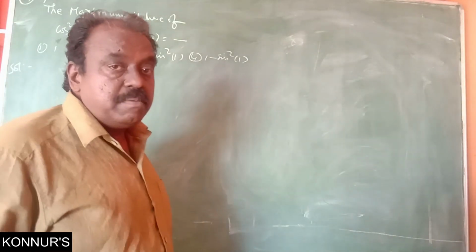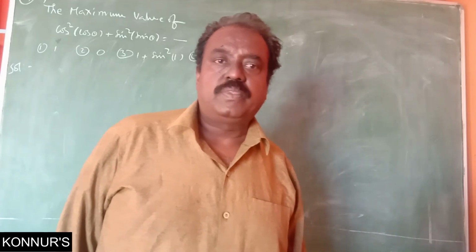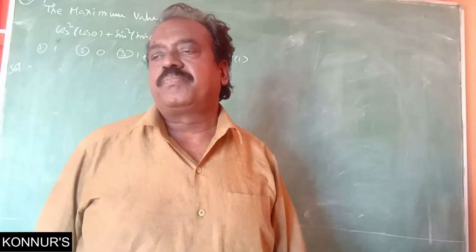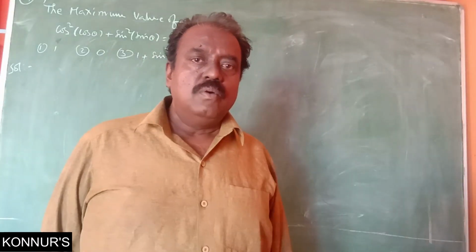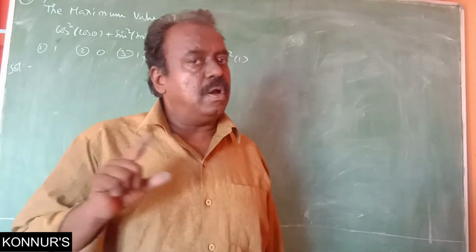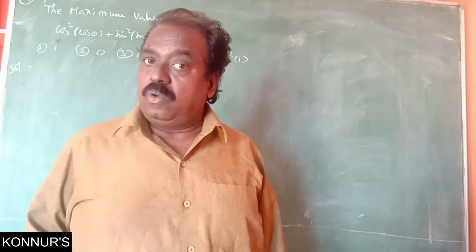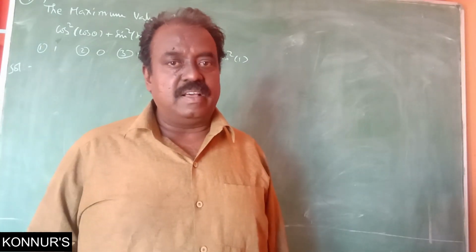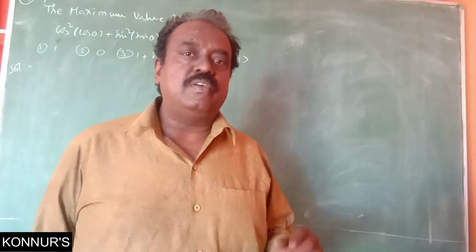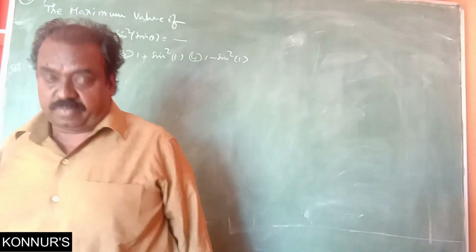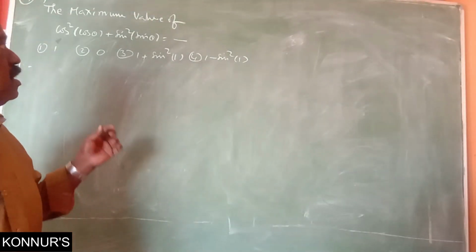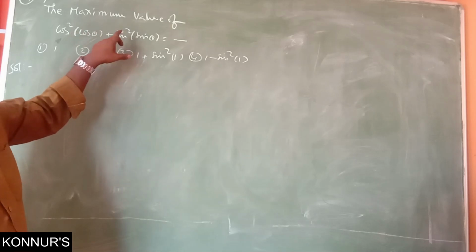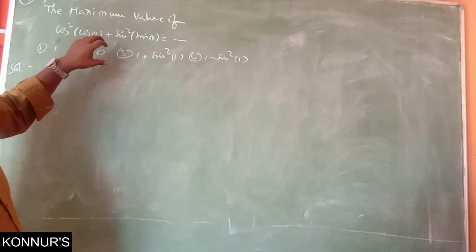Maximum value, minimum value of any function is there. For any given function, we can find the maximum value and the minimum value. We know it in trigonometry: for sin theta and cos theta, the minimum value is minus 1 and the maximum value is plus 1. We know it. But here it is a combination of sine and cos. You see, the beauty is there.